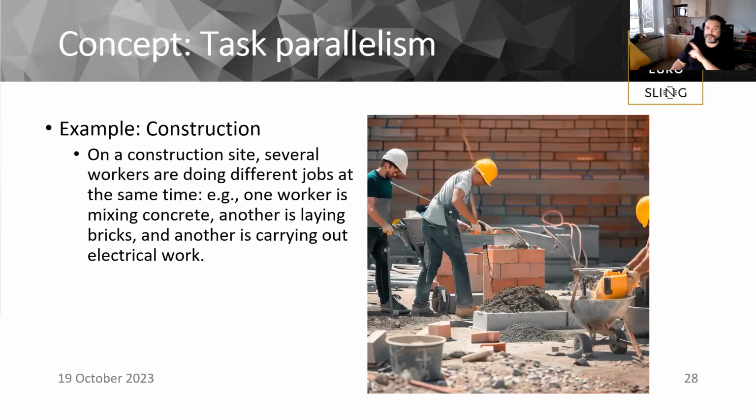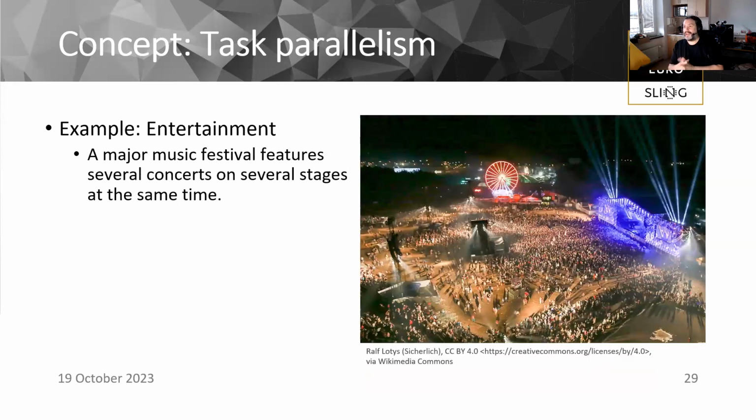You see, now we are coming to the problems. Not all things are possible at the same time. So construction, this is task parallelism. Entertainment, a big music festival with multiple stages.